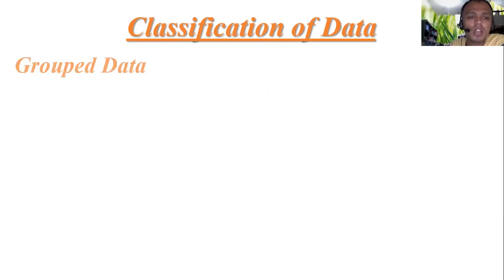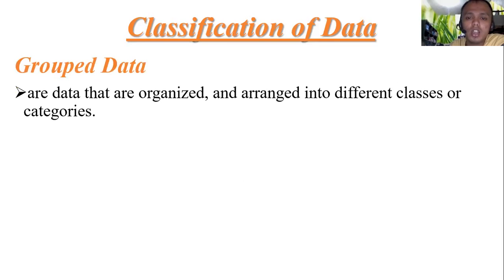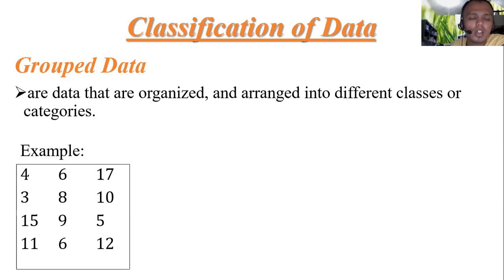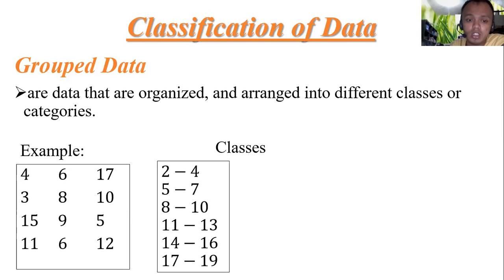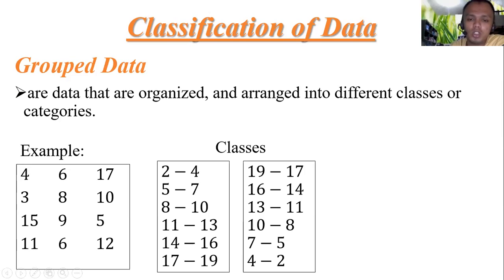Okay? Then grouped data naman are data that are organized and arranged into different classes or categories. Okay? So example here, no? Sa grouped data marami na to, no? Hindi na to kayang i-arrange into lowest or highest, no? Kasi nga marami na masyado. Okay? So it can be arranged in classes, no? So example here, ito yung grouped data, then if we arrange it, ito classes 2 to 4, 5 to 7, 8 to 10, 11 to 13, 14 to 16, 17 to 19. Okay? Or pwede this one, no? Pwede rin ganito yung classes niya.